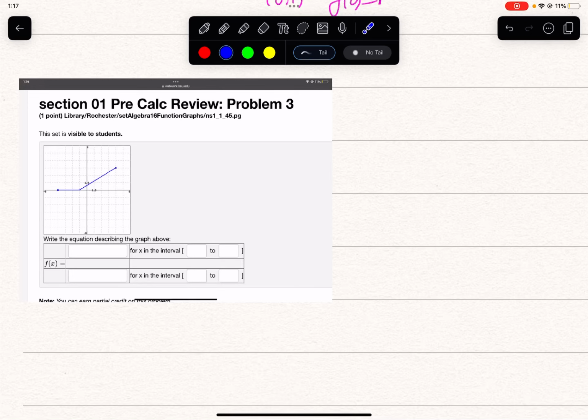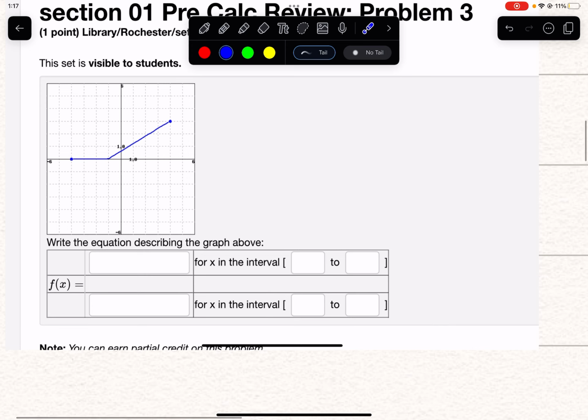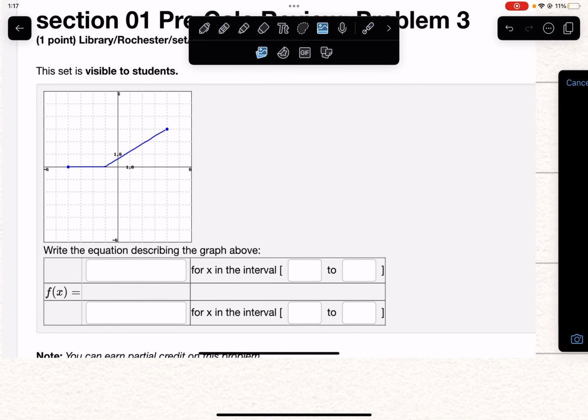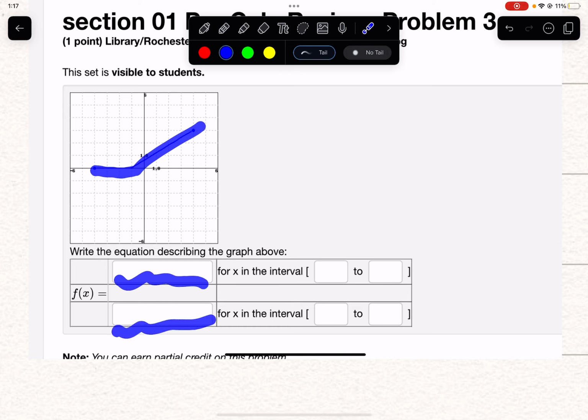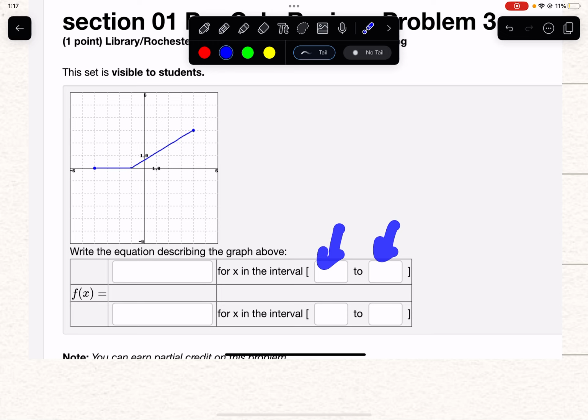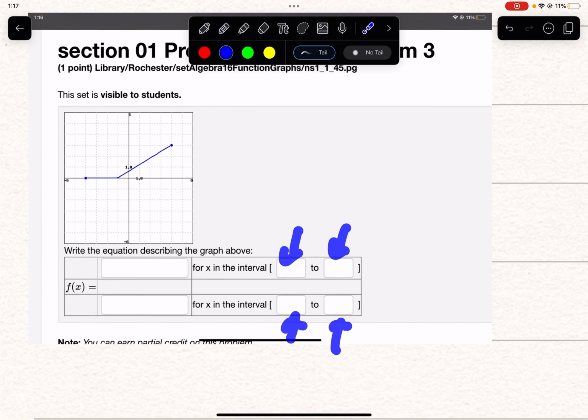So another question I received is about problem number 3 for the homework assignments as section 01. So it's about this problem we have here. Well, it's basically giving you two lines, and you are supposed to write out the equation of the line and the corresponding region of each part where it is defined.